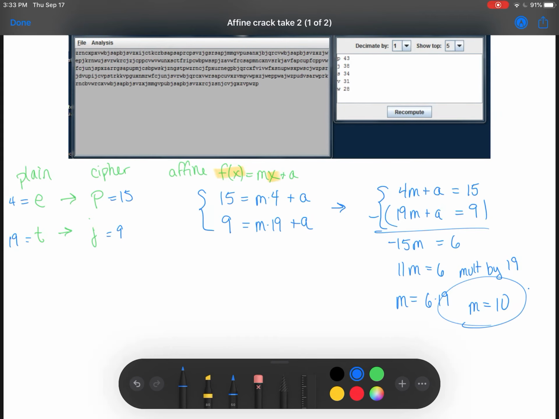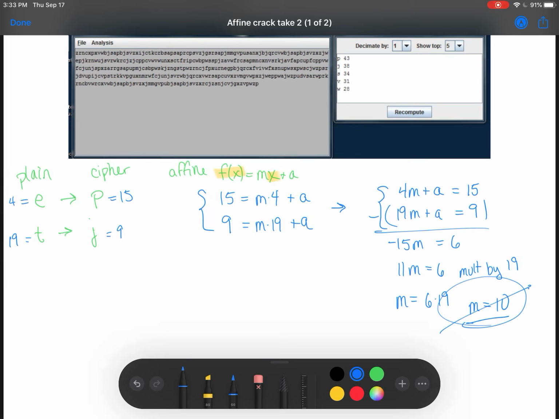So perhaps you're feeling like, yeah, of course that's right, because we're halfway there, we found the multiplicative key. But we have to remember that in the affine cipher, the only allowable values of m are the odd numbers that aren't 13, or in other words, the numbers that don't have a common factor with 26. This is not a valid multiplicative key, so clearly that's not going to help us crack this ciphertext.